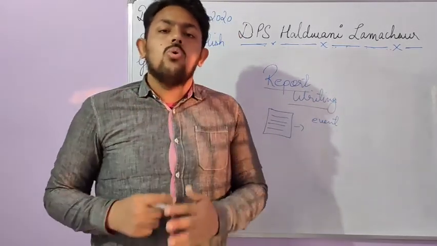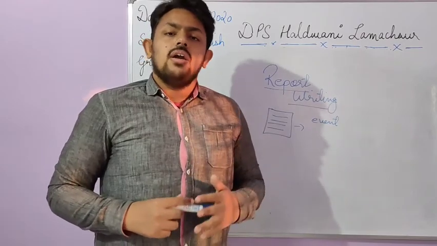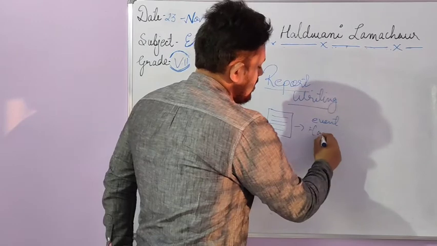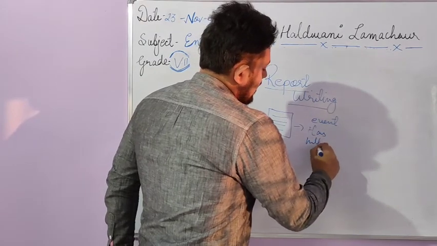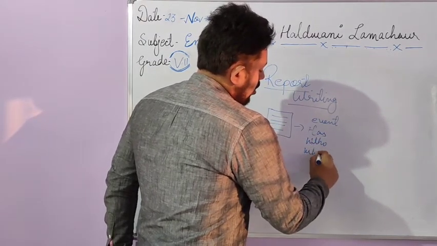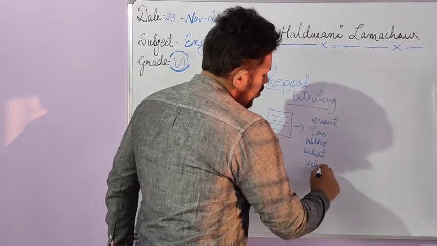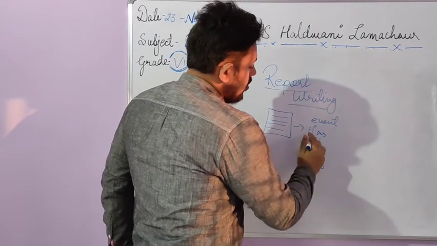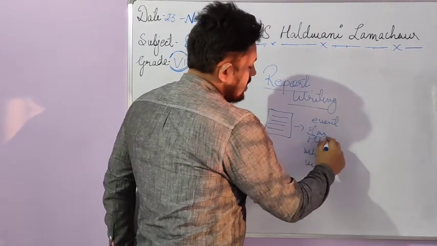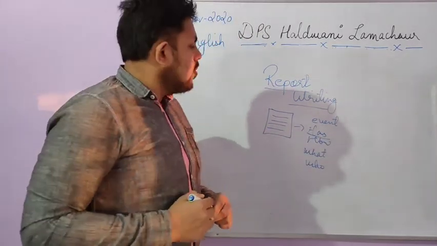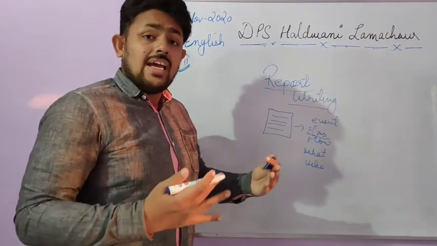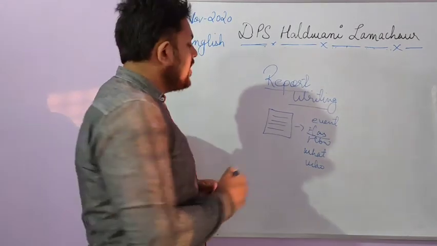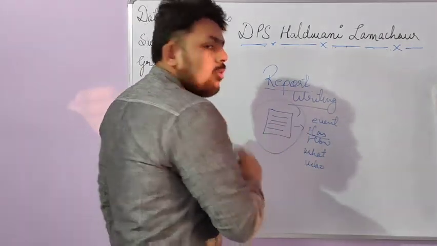When you report an event, you write what has happened, how it happened, what was the purpose, and who were the participants. All of that you mention in your report.